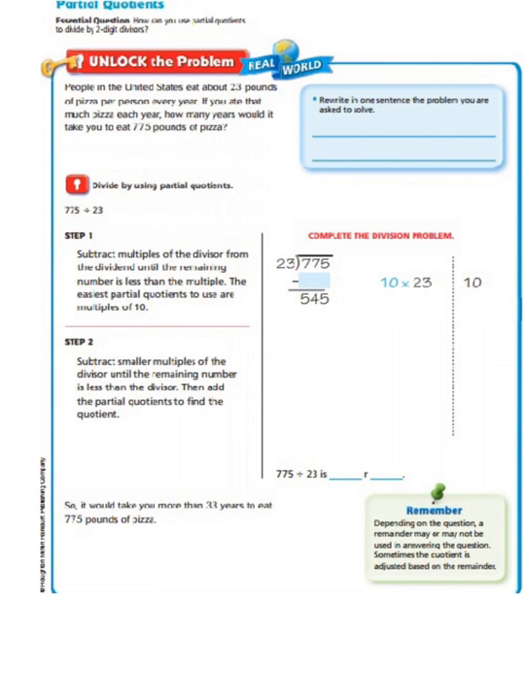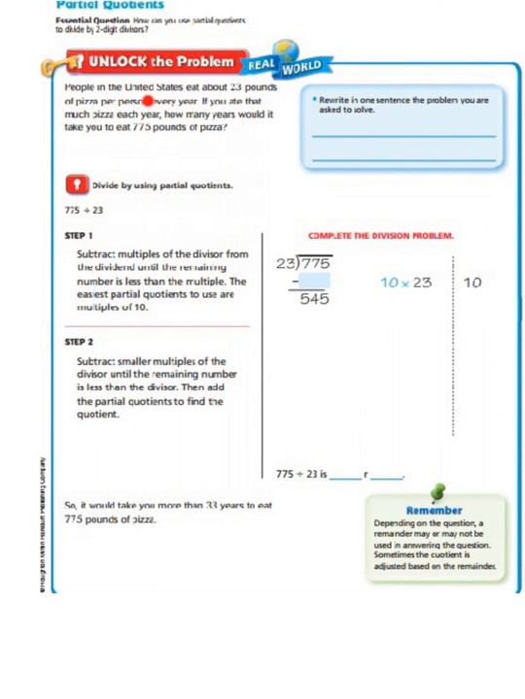Today we'll be looking at how we can actually come to partial quotients using our multiples of 10. So let's begin by taking a look at our essential question. How can you use partial quotients to divide by two-digit divisors? Well, let's take a look at our Unlock the Problem.